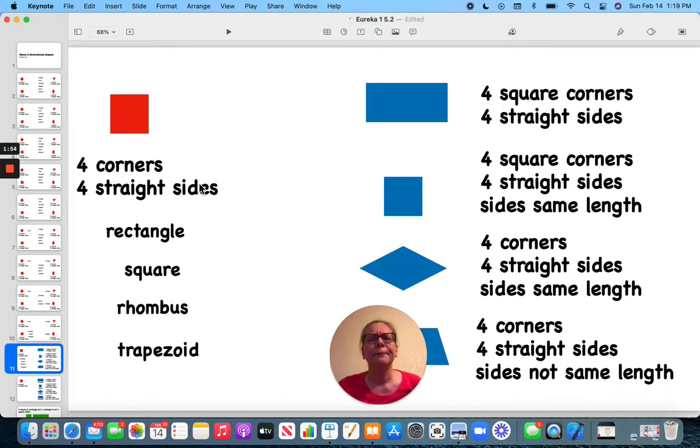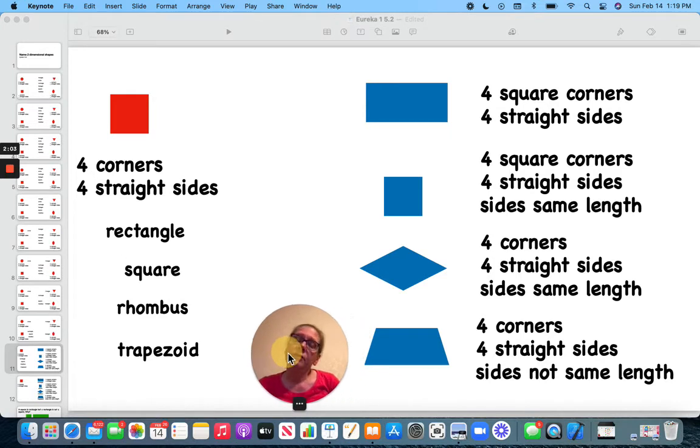Let's take a look. So here's where we had this. We had the 4 corners and 4 straight sides, and that was a rectangle, square, a rhombus, and a trapezoid. Well, let's look at the differences. This is a rectangle. A rectangle has 4 square corners. See, these corners are square, and 4 straight sides. Here, we also have 4 square corners and 4 straight sides, but the square has to have sides that are the same length.